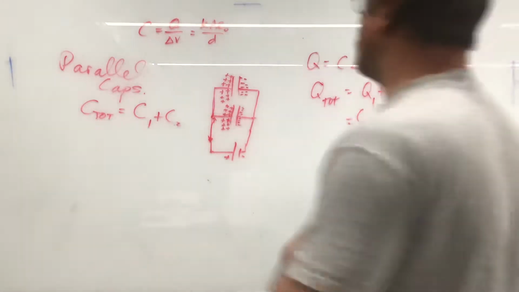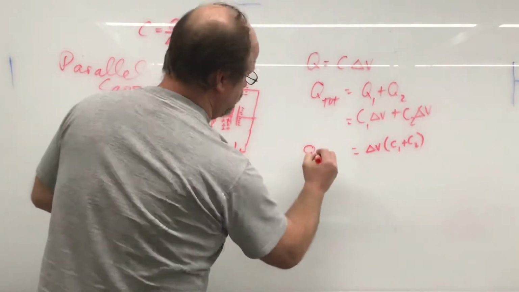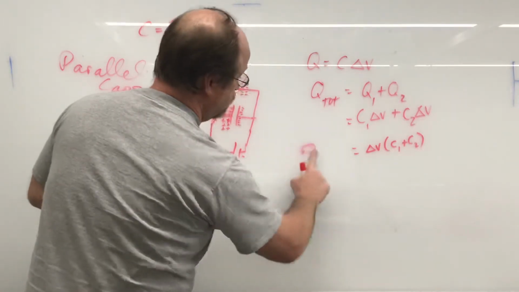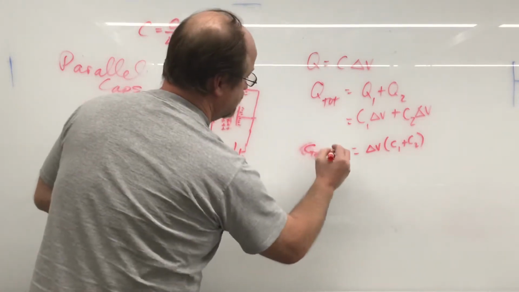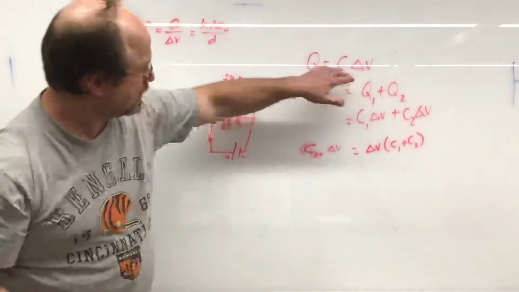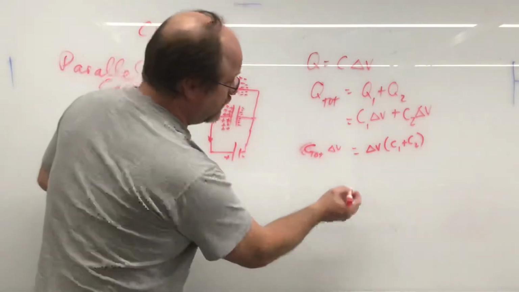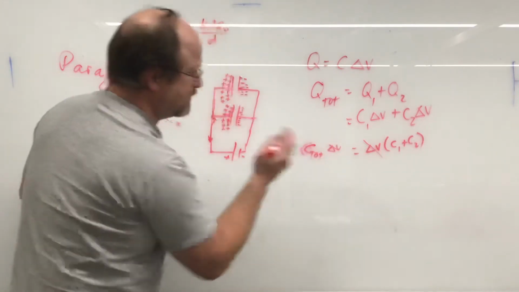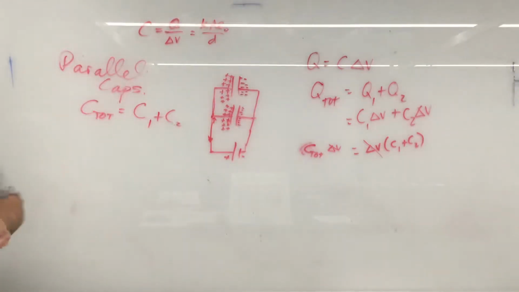Well, Q total is equal to total capacitance times the voltage, again, based on this right here. So as a result, the delta V's can cancel out on each side, and you see the C total is just the sum of those two capacitors together.